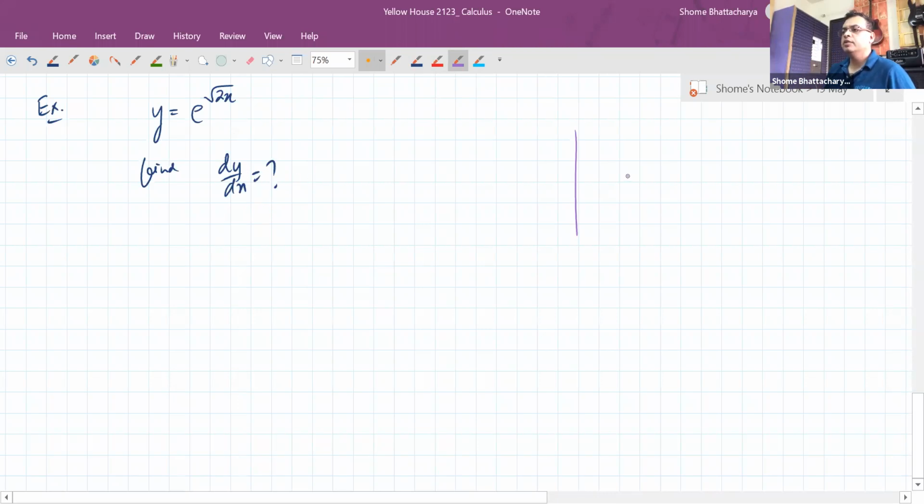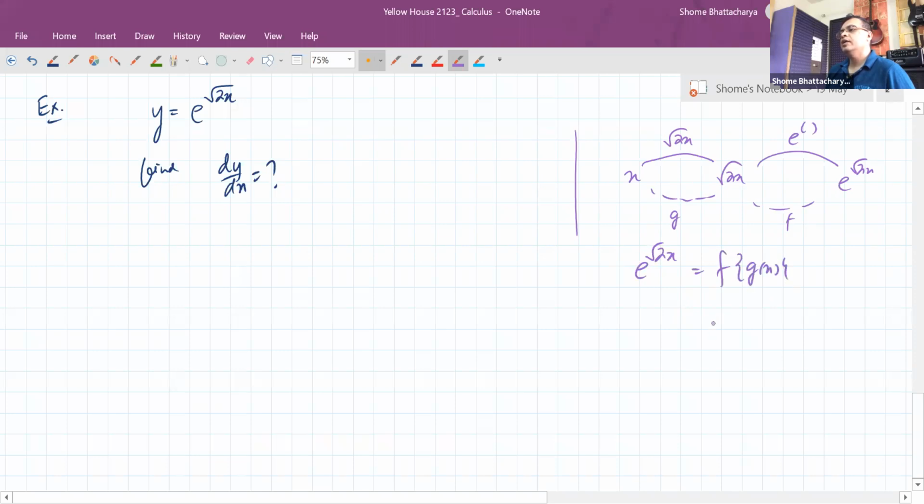No, we can't. But what we can see is that to get from x to y, first we have to operate the function root 2x, and then we have to operate the function exponential. So you can see that it's a composite function. Now this is your g and this is your f. So we can think of e raised to the power square root 2x as f of g of x, where f is the exponential function and g is the root 2x type of function. Root 2x we can treat as a simple function because it is basically root 2 into x to the power half. Just treat it like this.